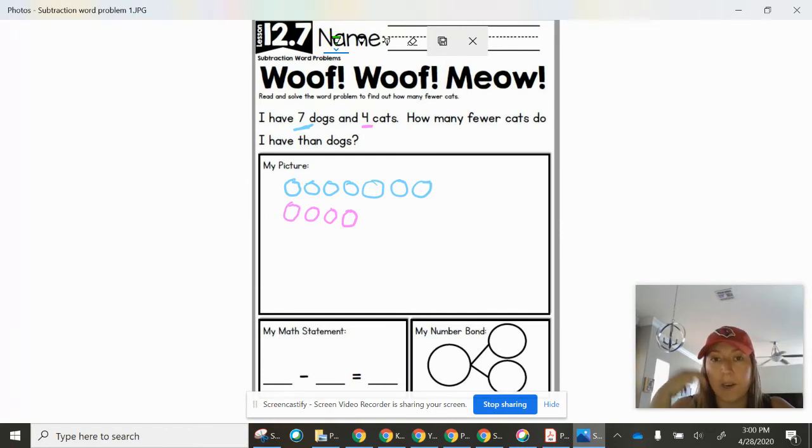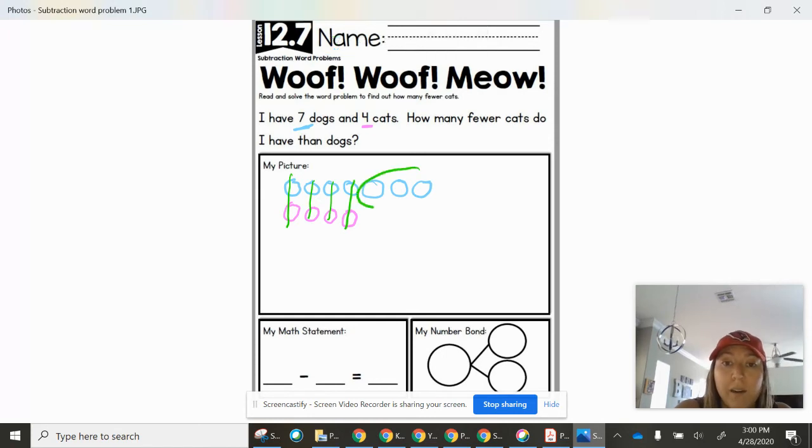So we need to figure out what the difference between those two numbers is. So what I like to do is I like to match. So I have 1 dog and 1 cat. I'm going to put a line through those. I have another dog and 1 cat. Another dog and 1 cat. Another dog and 1 cat. And then, oh no, I ran out of cats. I can't match any more cats to dogs. So right here is how many fewer cats I have.